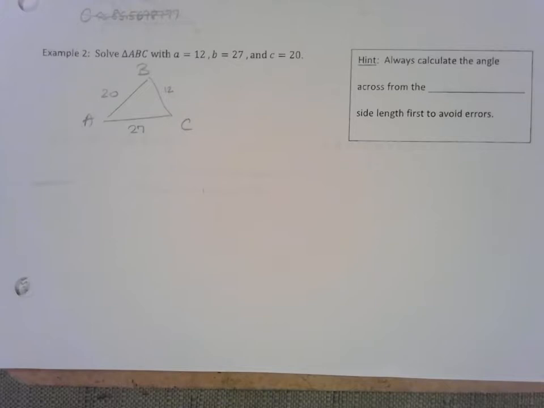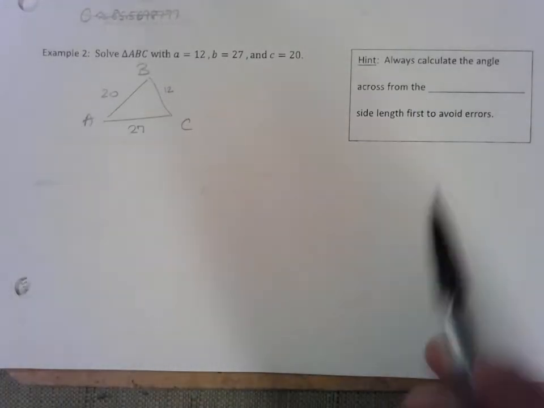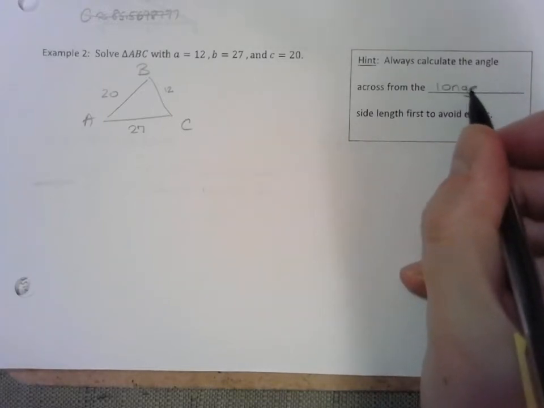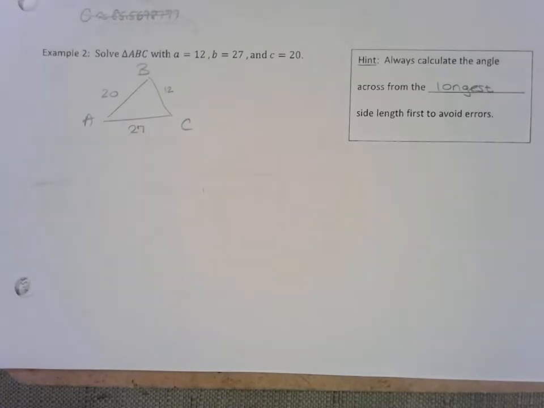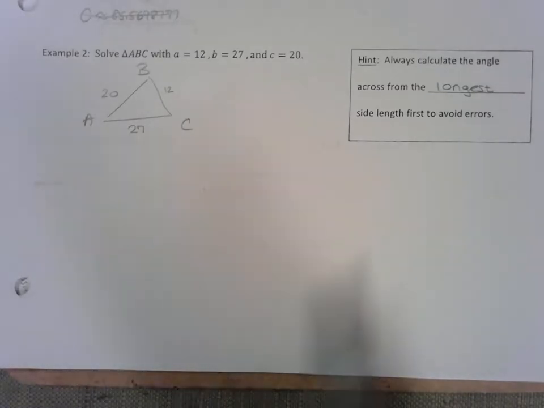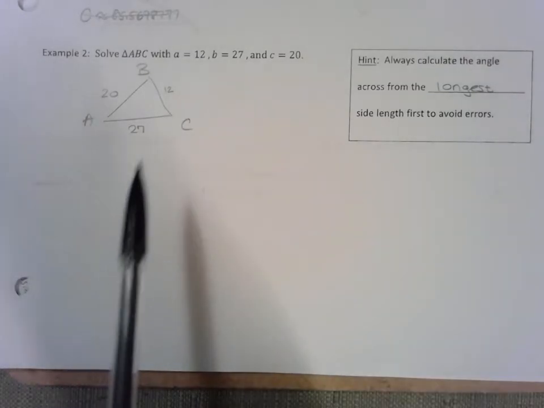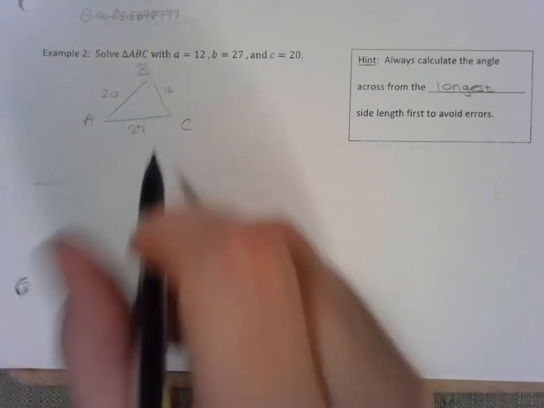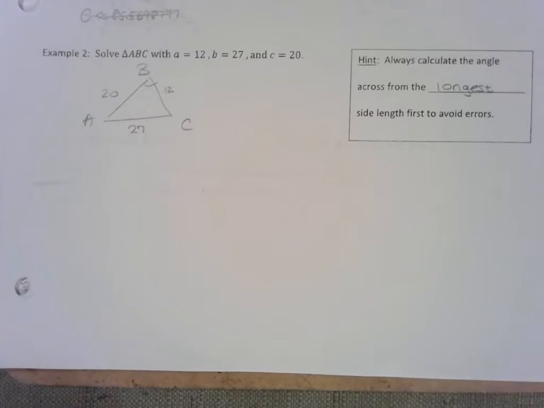Alright, so here's the trick. You might be able to understand why, but I'm not going to tell you right away. Always calculate the angle across from the longest side first. This might have some reason to it, and it's going to help us to avoid some errors. Our longest side length is side B. So we're going to find the value of angle B first.